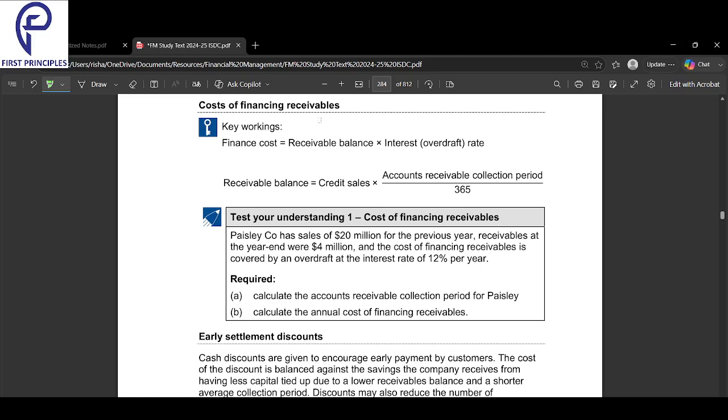So how do you find finance cost? Finance cost is nothing but the receivable balance into interest rate. And how do you find the receivable balance in the first place? We just flip the formula. Which formula, Angeline? Do we remember the formula for receivable days? Receivables by credit sales into 365. Angeline, do you recollect?